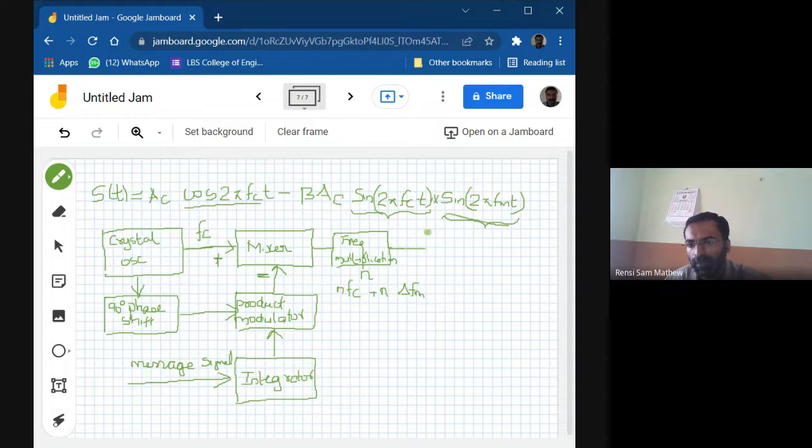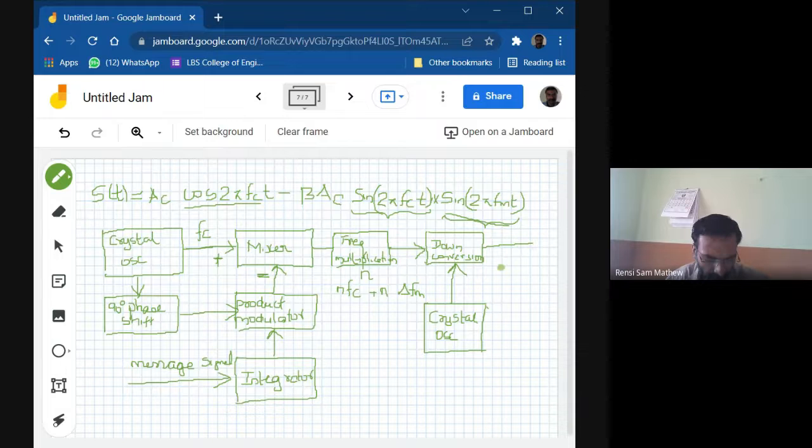Frequency multiplication is done. After that we are doing down conversion. So when doing down conversion we need to give another crystal oscillator. After down conversion, what we get is fc plus n times delta. So we'll change it in such a way.